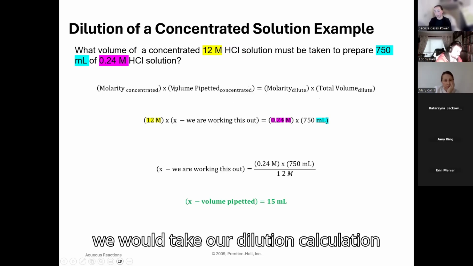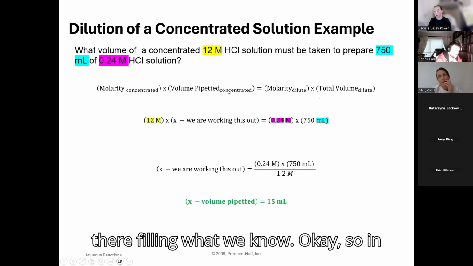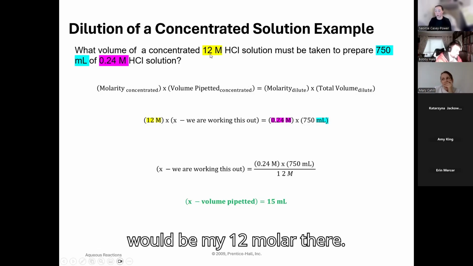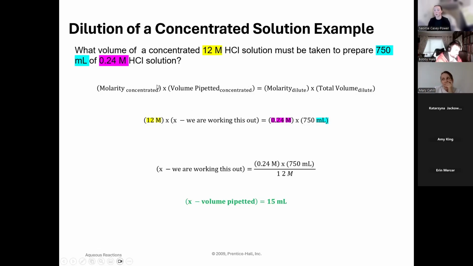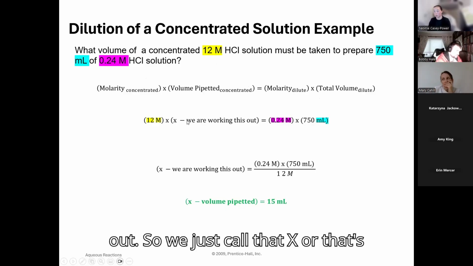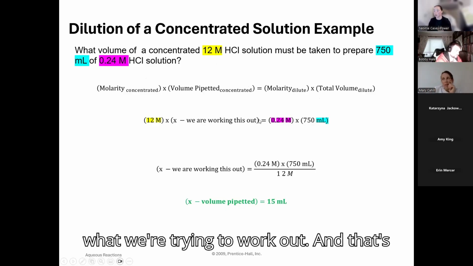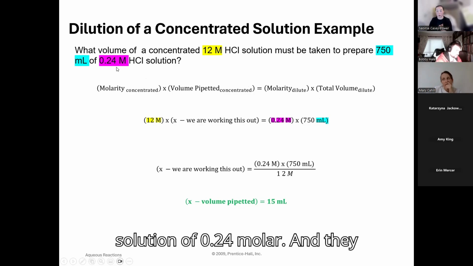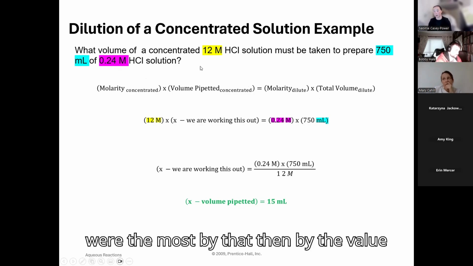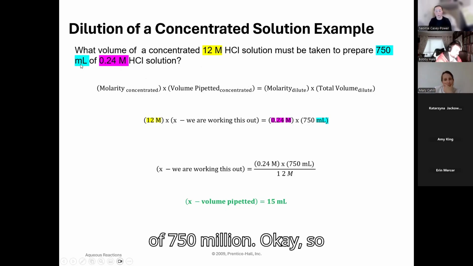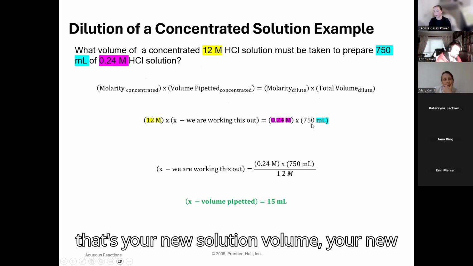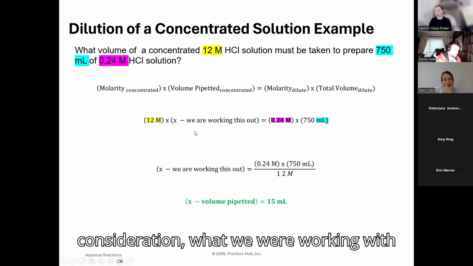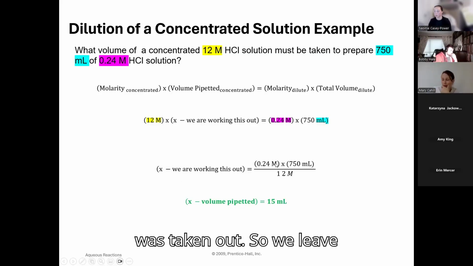So we would take our dilution calculation there, fill in what we know. Okay, so in this case, I know the concentration of my stock standard solution, so that would be my 12 molar there. It's asking me what volume of that I took out, so we just call that X, that's what we're trying to work out. And that's equal to the molarity of your new solution, the much more dilute solution of 0.24 molar, and you're going to multiply that by the volume of 750 ml. Okay, so that's your new solution volume, your new dilute concentration, and the original concentration, and then we just need to work out what was taken out.